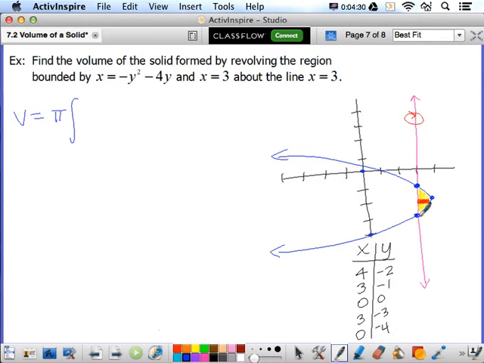You could also get that by setting the two boundary graphs equal. So we have negative y squared minus 4y equals 3. Then we'll get that equal to 0.